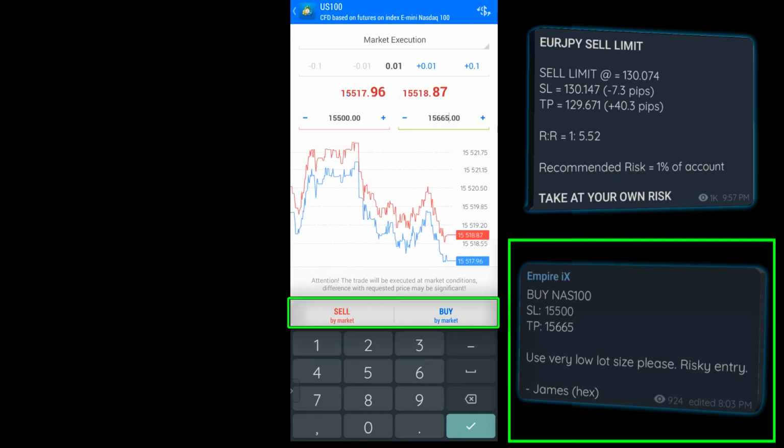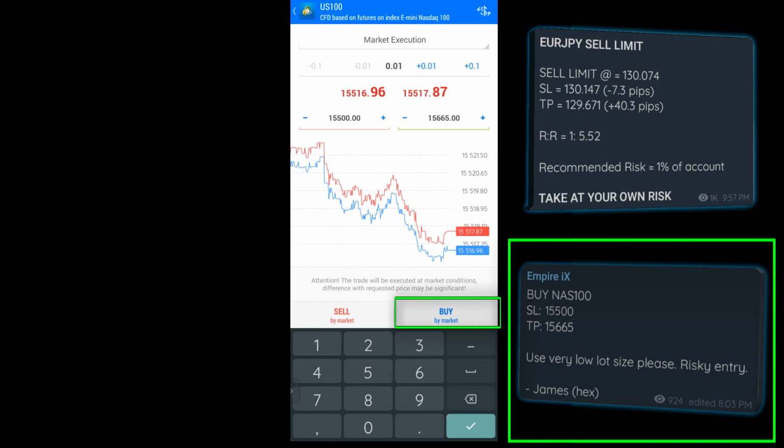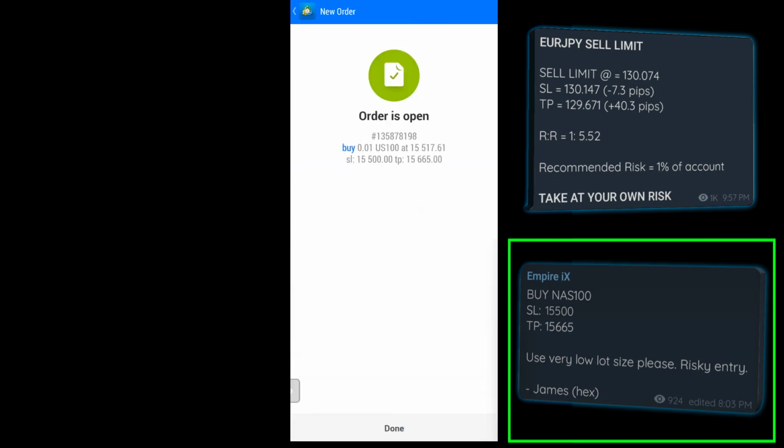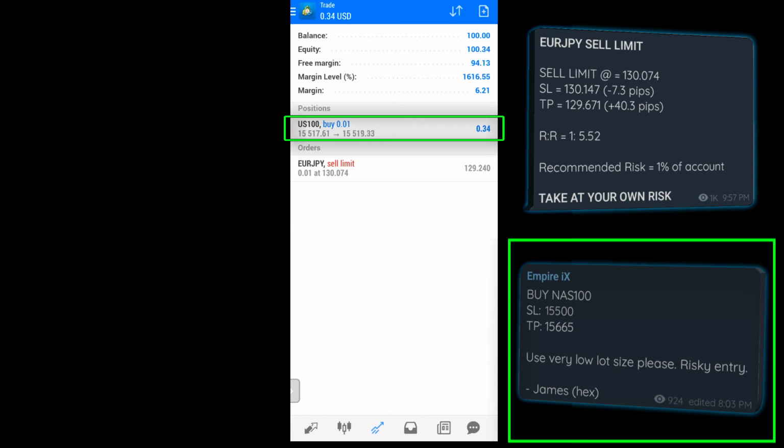If you see here, instead of a place button, we see sell by market and buy by market buttons at the bottom. So we're going to click buy by market. Now it says order is open, and we see that the trade is currently active.